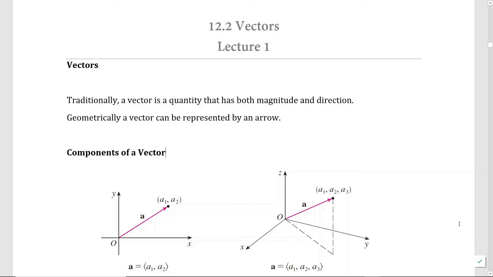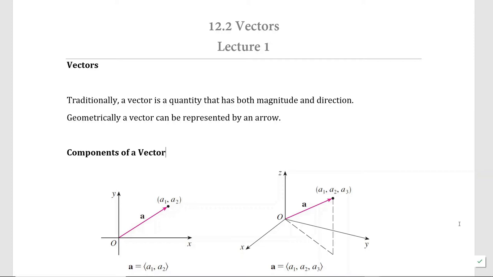In this section, we will talk about vectors. So what is a vector? Traditionally, a vector is a quantity that has both magnitude and direction. A vector can geometrically be represented by an arrow. In general, one doesn't need a coordinate system to represent a vector.